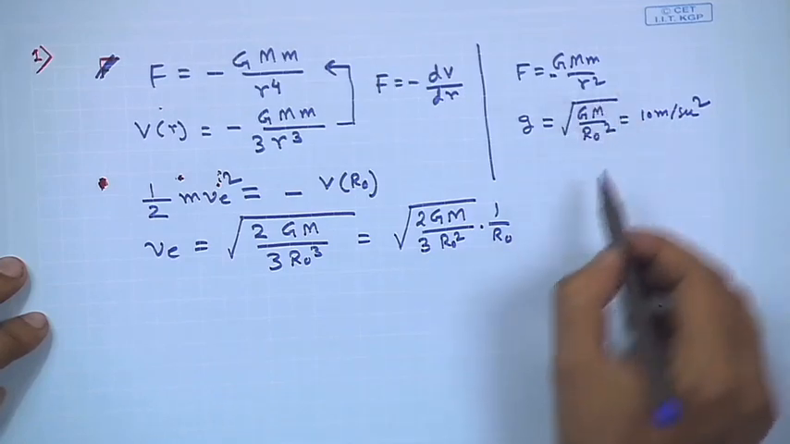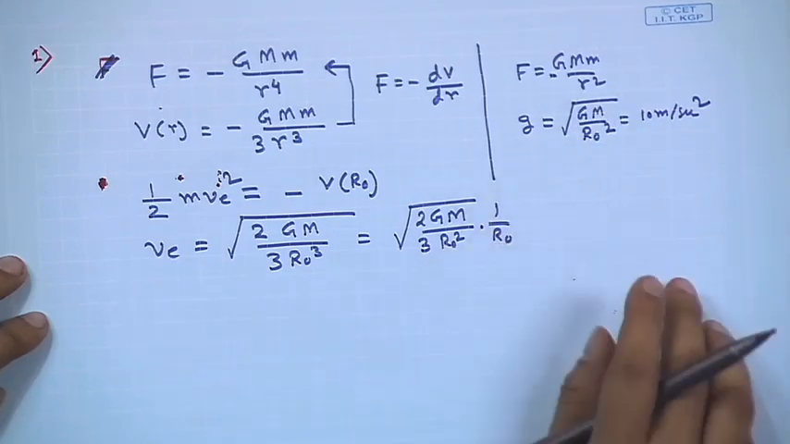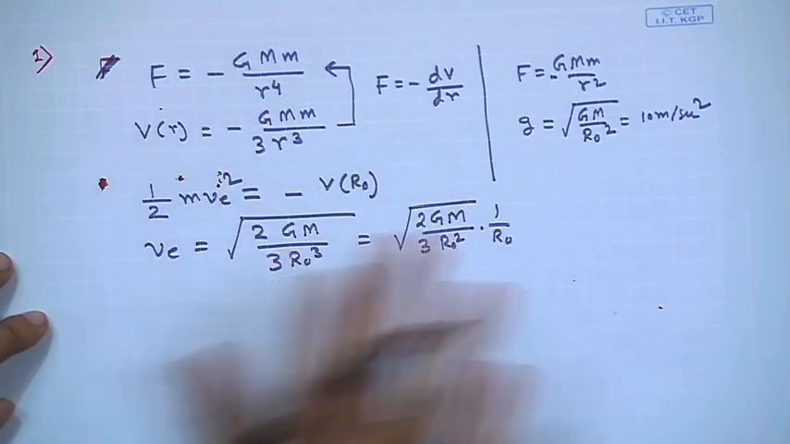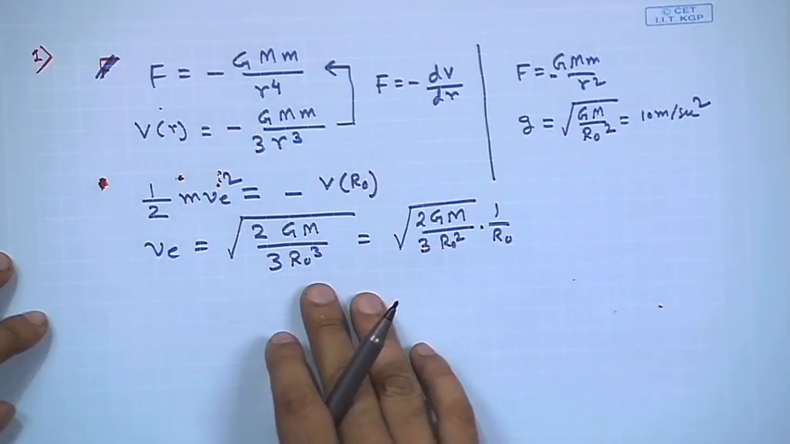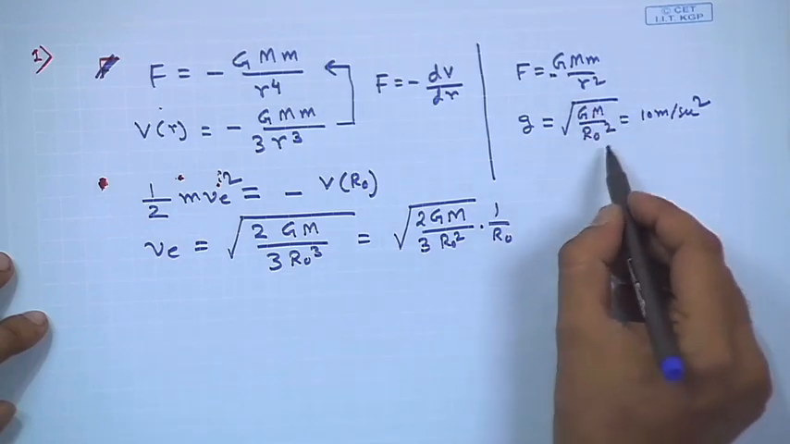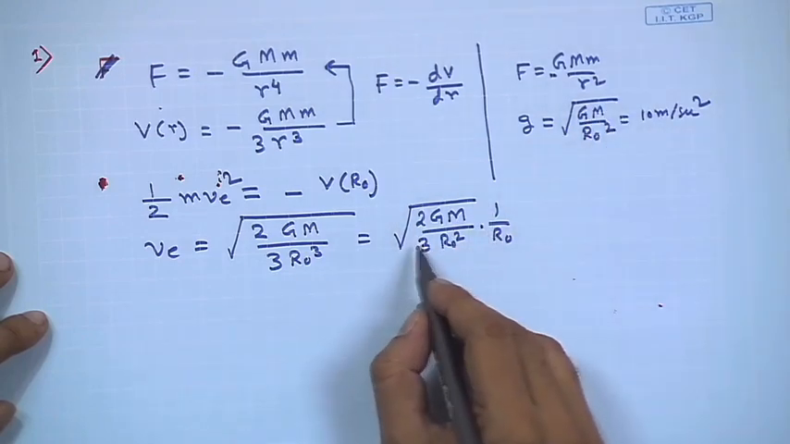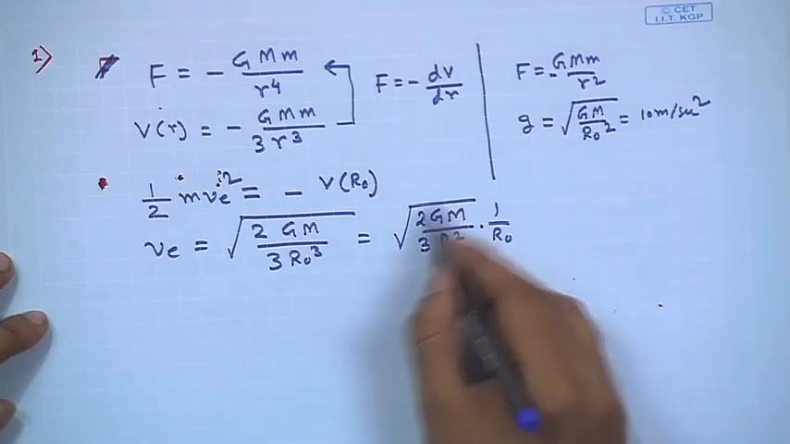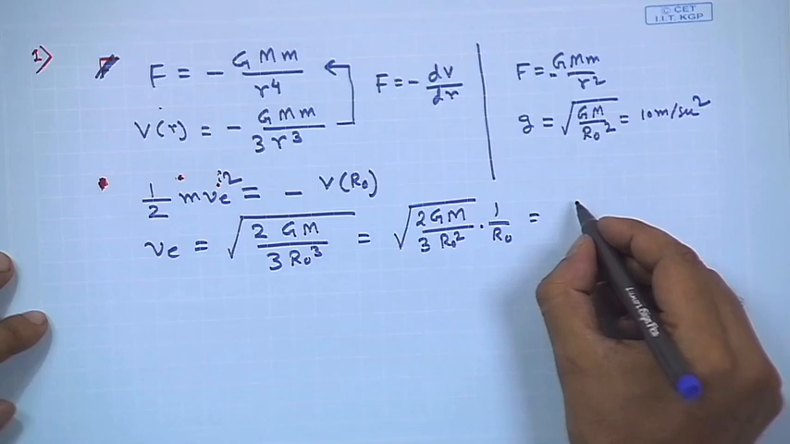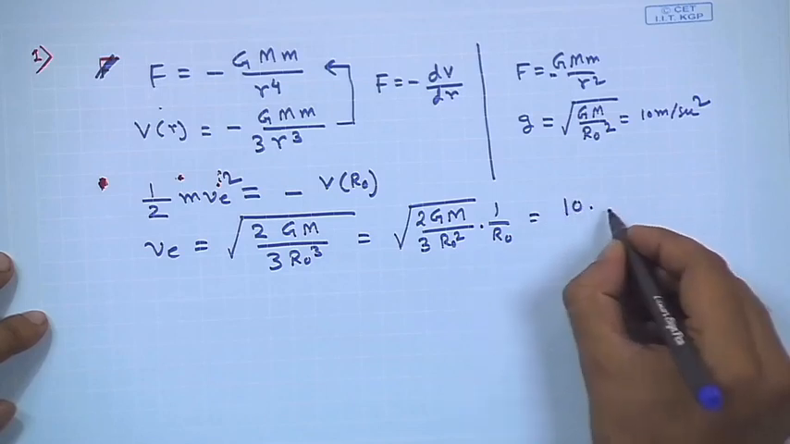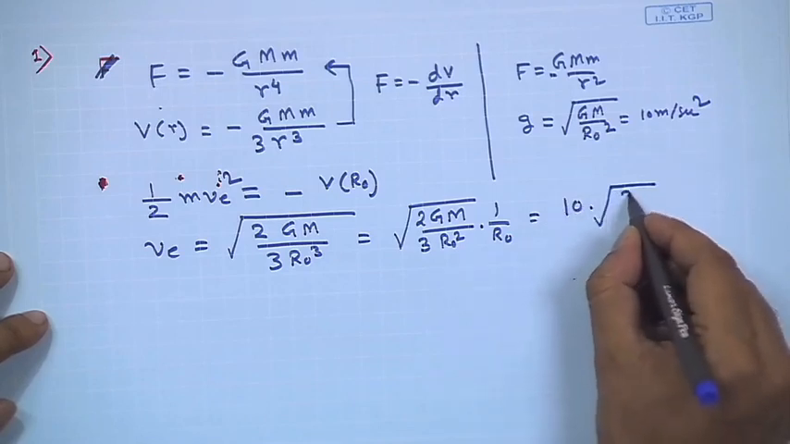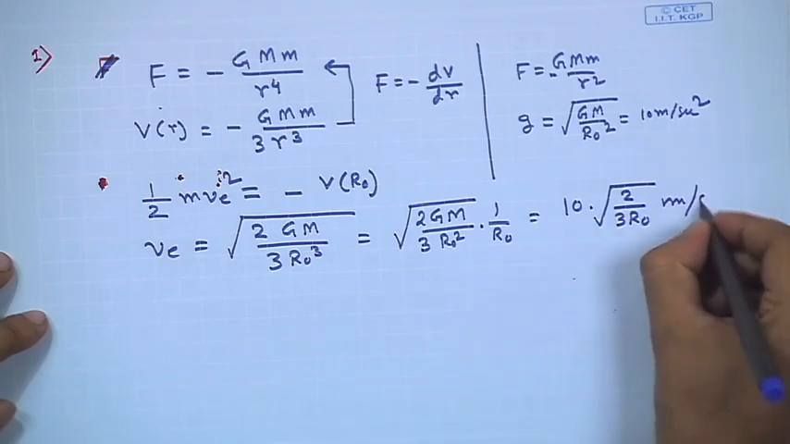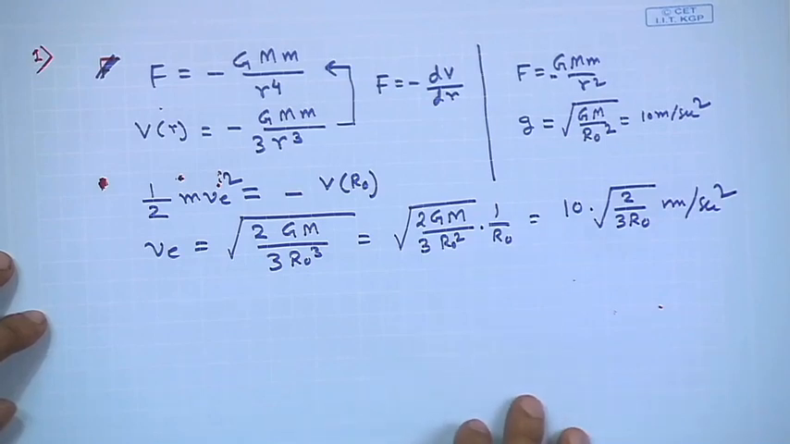So, G M by r 0 square, assuming that the radius of earth remains constant even under this particular force, which is again a hypothetical situation, the whole thing is 10, right. Now, if this is 10, then we have 10 multiplied by 2 by 3 r 0 meter per second square. So, this will be our answer.